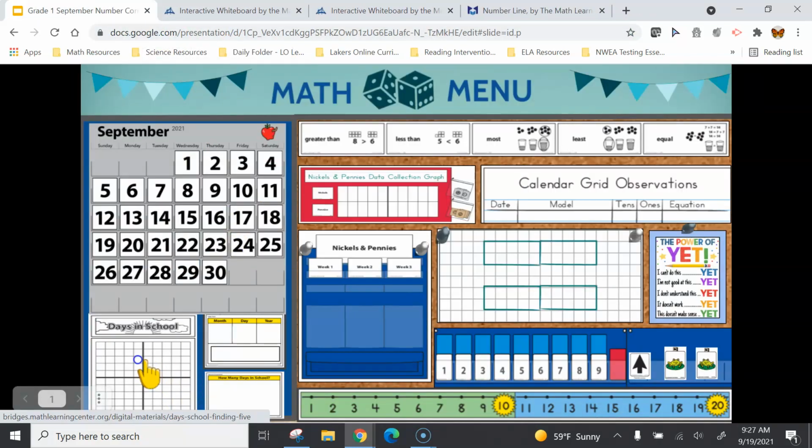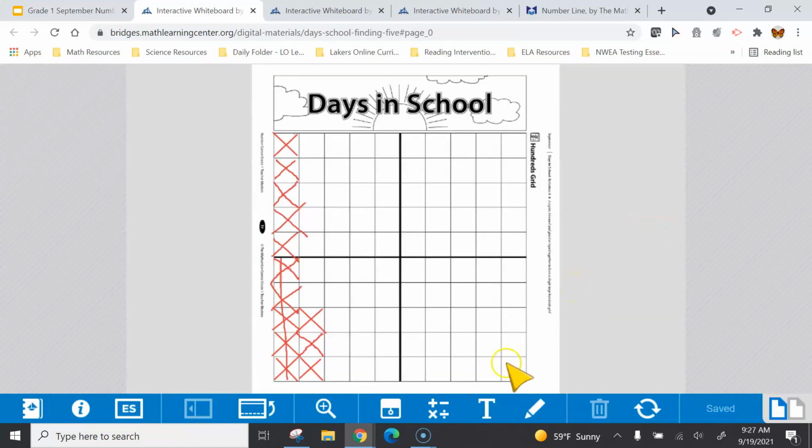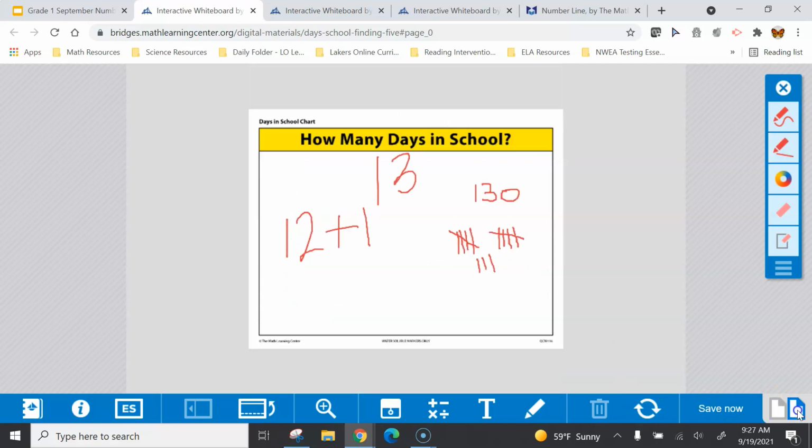We have a few things we're going to do. First, let's add another day to our days in school, which will now make what number? We have a group of 10 days here, plus 1, 2, 3, 4. 14 days that we've been in school.